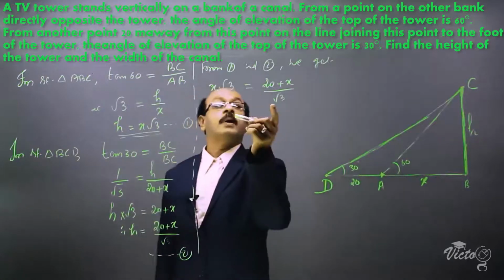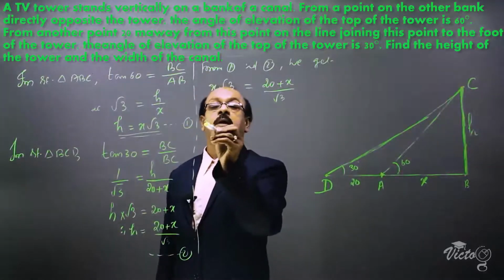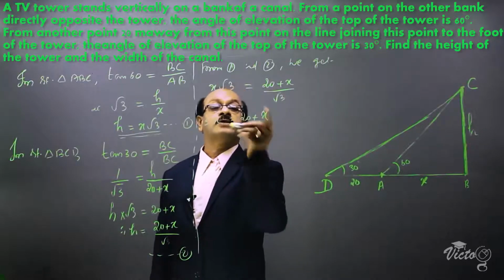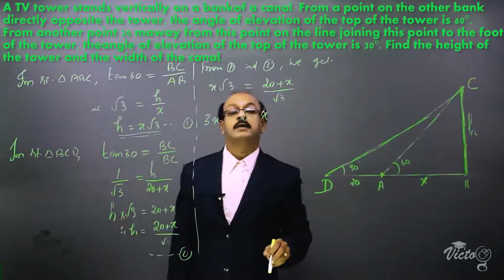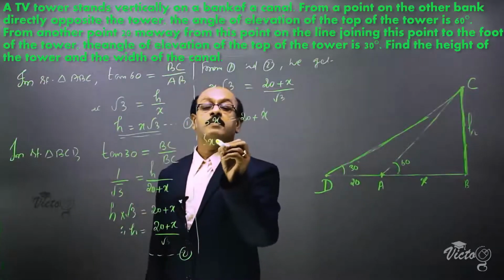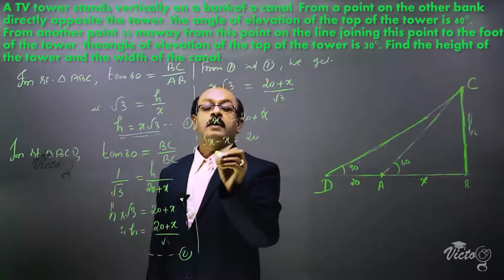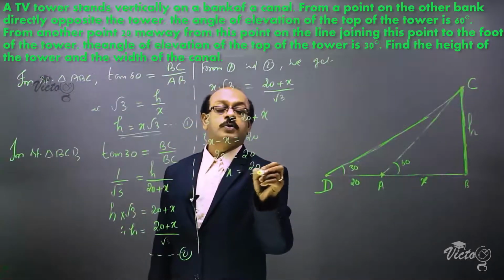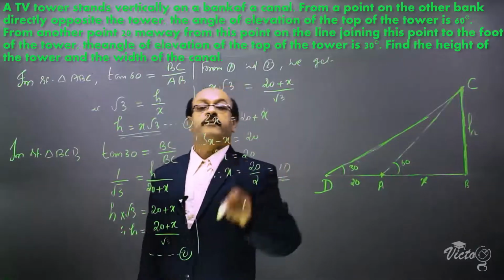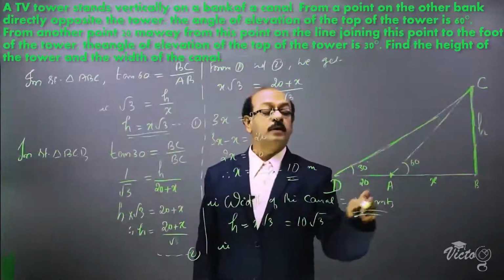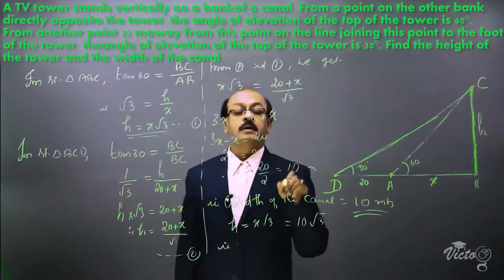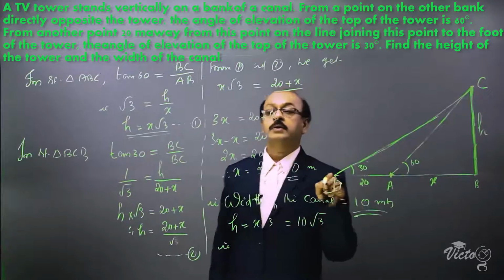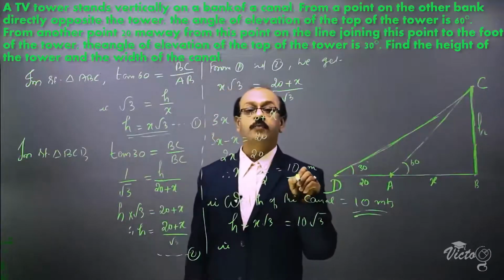Now cross multiplying, root 3 into root 3 is 3, so 3x is equal to 20 plus x. Taking x to the left side, it becomes minus x. That means 3x minus x is equal to 20, that is, 2x is equal to 20. Therefore, x is equal to 20 divided by 2, which is 10. That is, the width of the canal is equal to 10 meters. We obtained the answer for the first part.